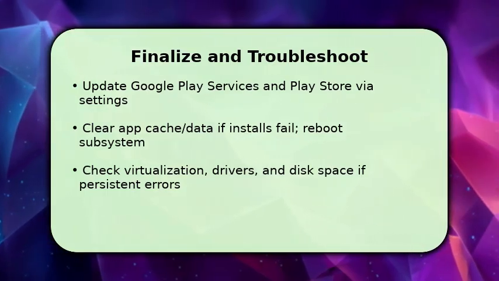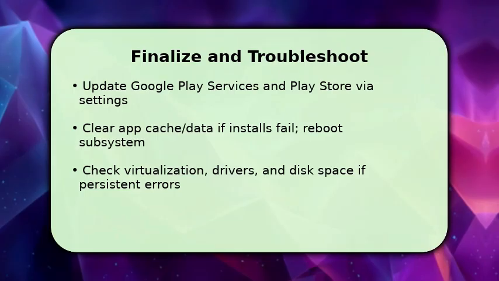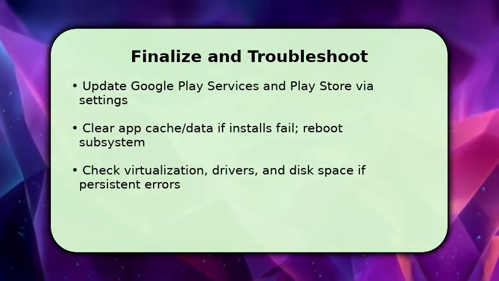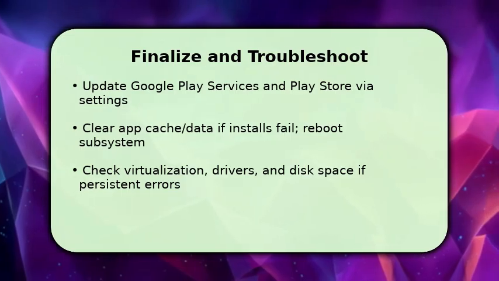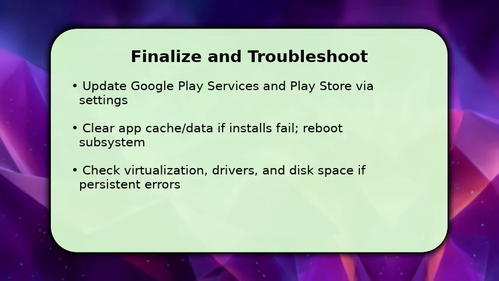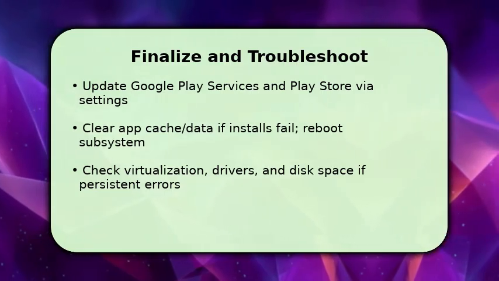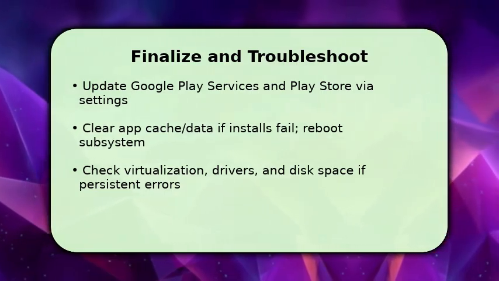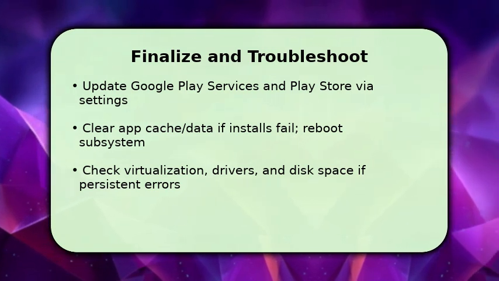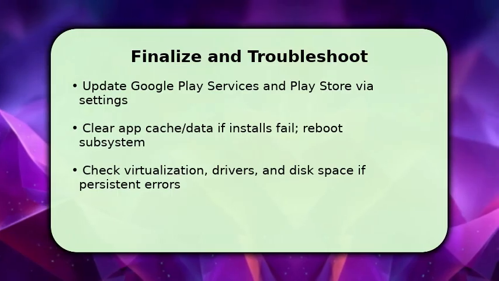If an install fails, clear the Play Store cache and app data, then reboot the Windows subsystem or emulator. This often resolves stalled downloads. If problems persist, make sure virtualization is still enabled, GPU drivers are current, and you have enough disk space. One key troubleshooting tip: temporarily disable VPNs or proxies because they can block Google Play activity.